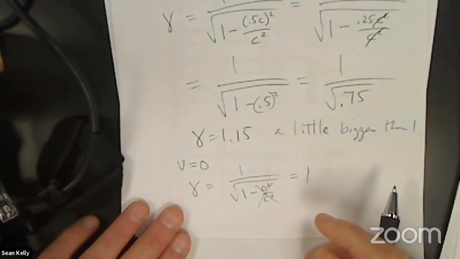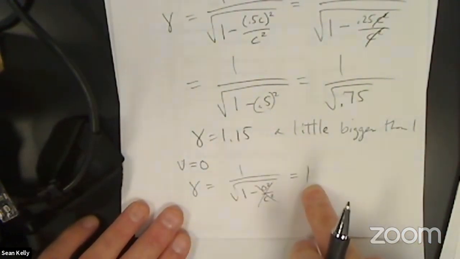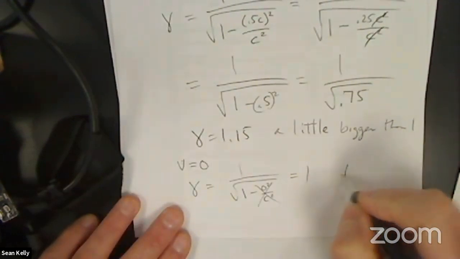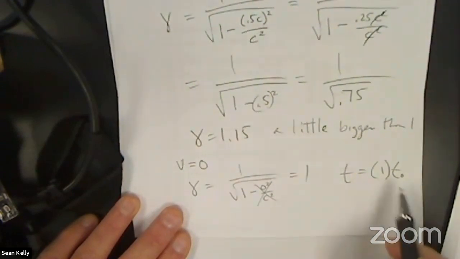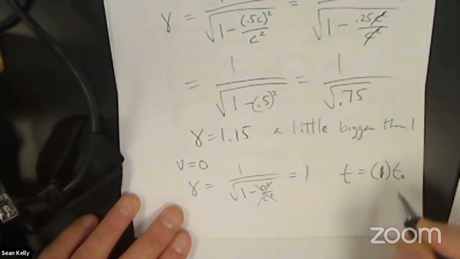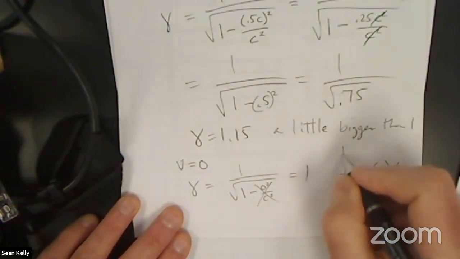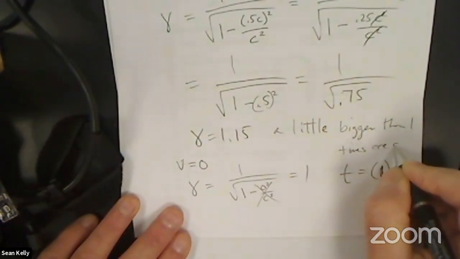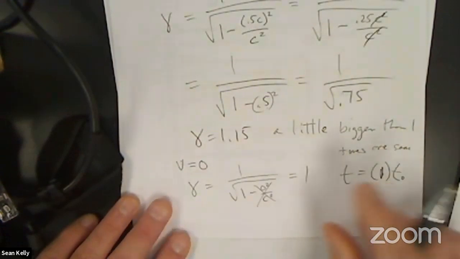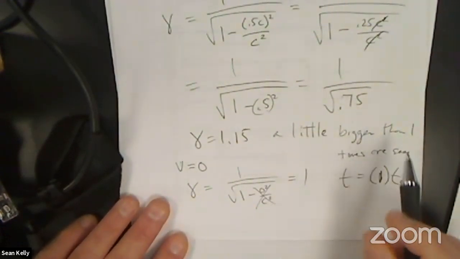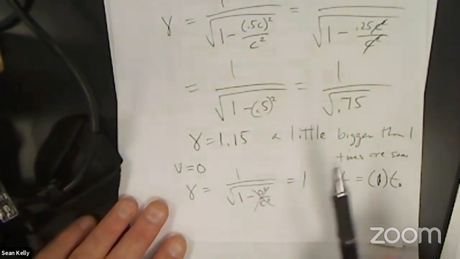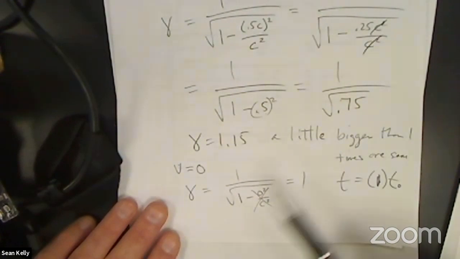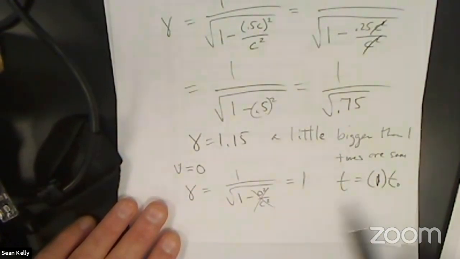Gamma is 1. So if the speed is 0, you go back to 1, which means that if you look at this equation, 1 times t0, they will measure the same time, right? There's no difference in the time now. The times are the same, and the reason is they're in the same frame of reference. So if you're in the same frame of reference, you measure the same amount of time.